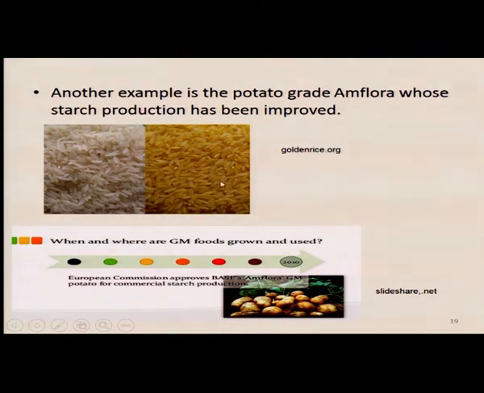So this is the golden rice. The color of the grain itself indicates the presence of extra beta carotene. This is your normal rice. But there are regulatory issues, which have certain rules regarding the cultivation as well as the marketing as well as the consumption of GM foods. The European Union has actually approved the potato Amflora for starch production.